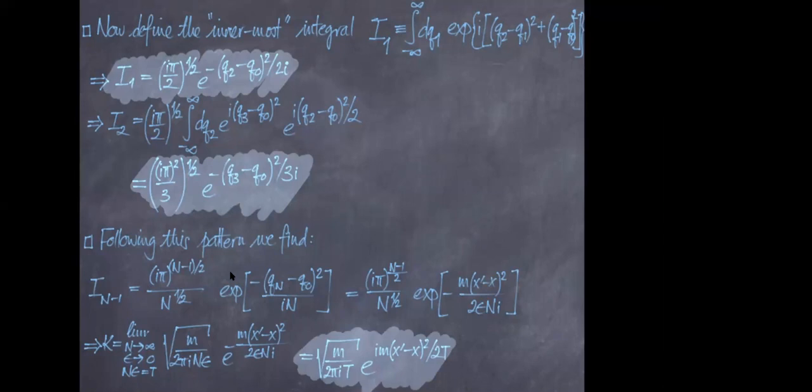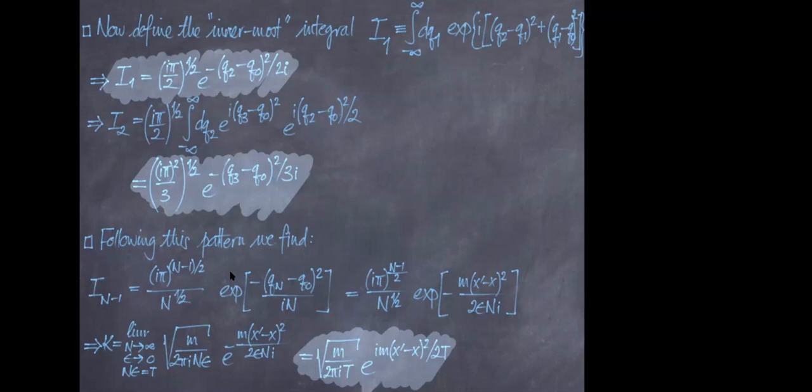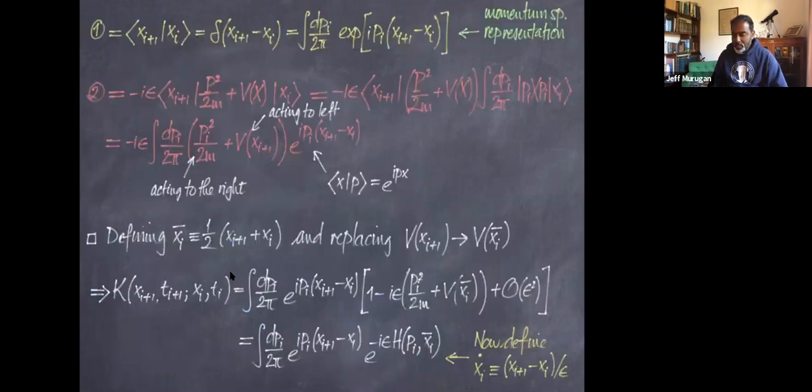Yes. Great. And you can see what happened with that factor of epsilon and n that we had. You had just enough cancellations, and the combination of n times epsilon to give you the fixed time t to allow you to take that limit. Okay? Great.